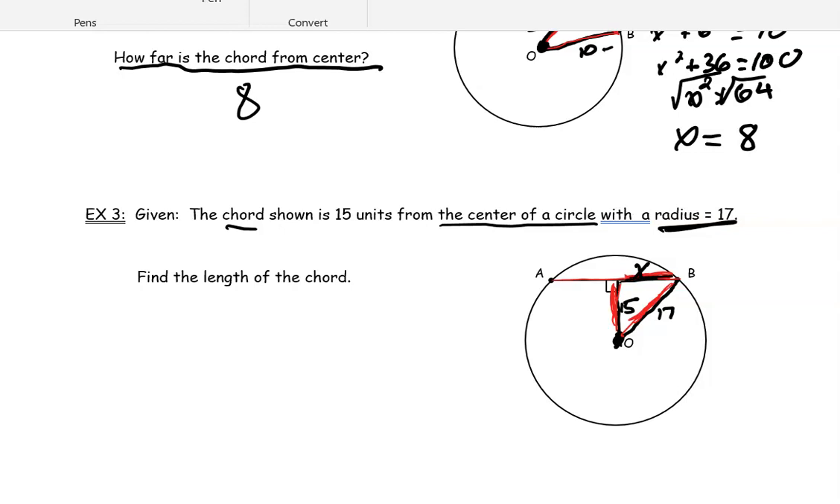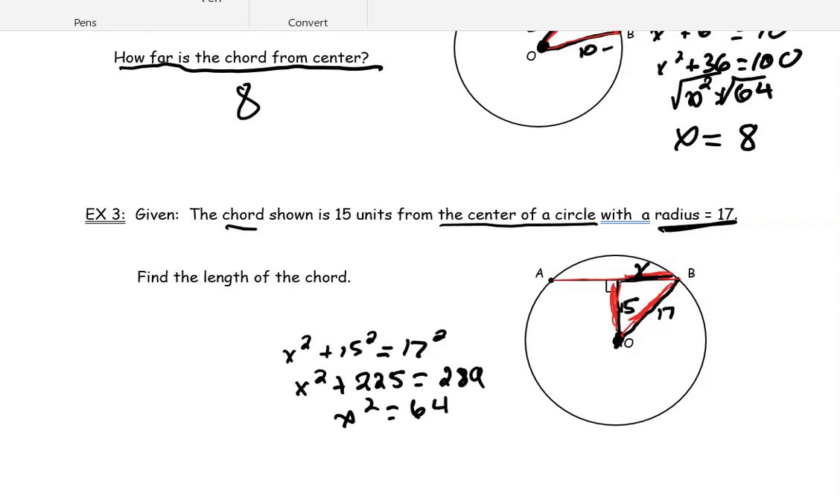So that's what we're going to do, figure out this length right here. So we have, I'll do it over here, x squared plus 15 squared equals 17 squared. Do our Pythagorean theorem, figure out what those are. So x squared plus 225 would equal 289. Subtract your 225 over, you'll get 64. Take our square root of both sides.